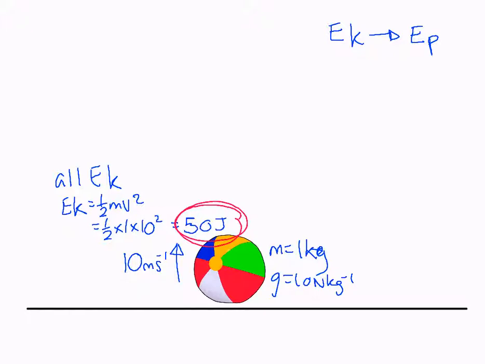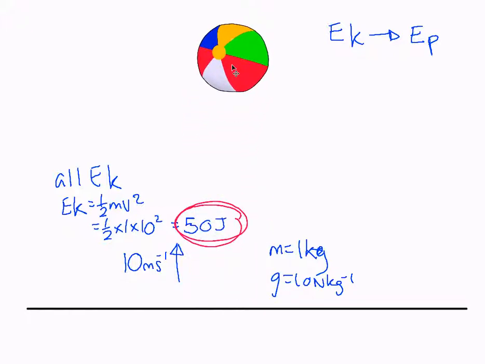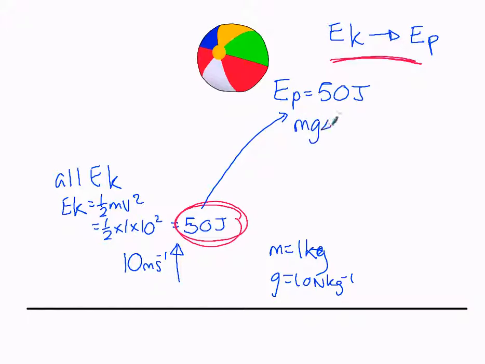So now, away the ball goes, and it stops. Well, it doesn't stop, but at the top of the throw, the EK has all been changed into EP. So we know that the value of potential energy here is 50 joules, don't we? Because that's not changing. Formula for EP, mg delta h is 50.